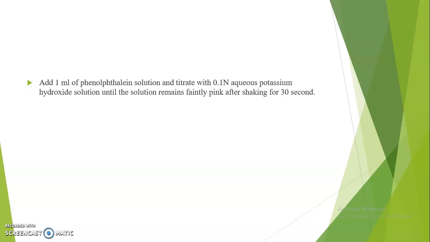Then we add 1 ml of phenolphthalein solution and titrate it with the 0.1 normal aqueous potassium hydroxide solution until the solution remains faintly pink after shaking for 30 seconds. So this is the general procedure that is used for performing the determination of the acid value practically.